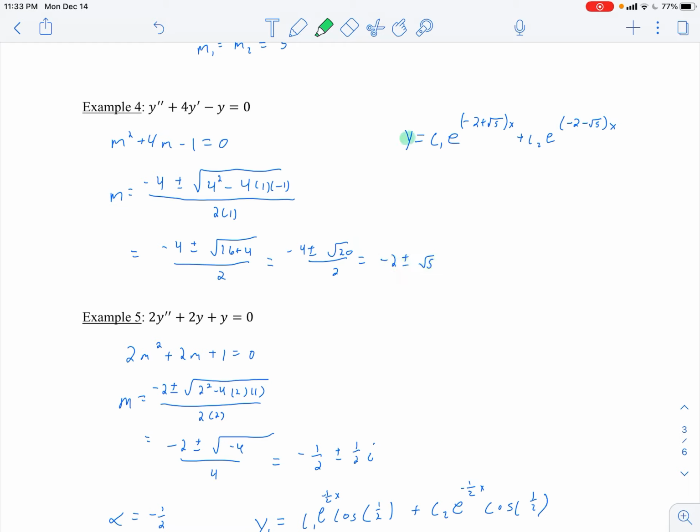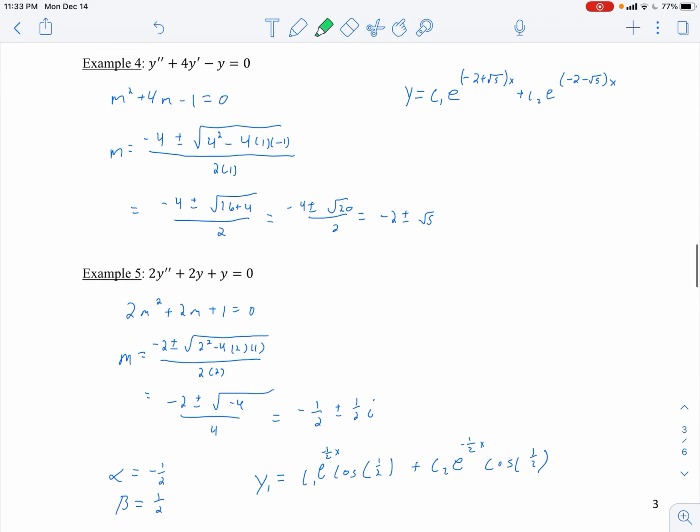Plug that in to my general solution, and I get y equals c sub 1 e to the negative 2 plus radical 5 times x, and then c sub 2 e to the negative 2 minus radical 5, all that times x. So hopefully you see that this is not really that difficult. We're just plugging into the auxiliary equation.